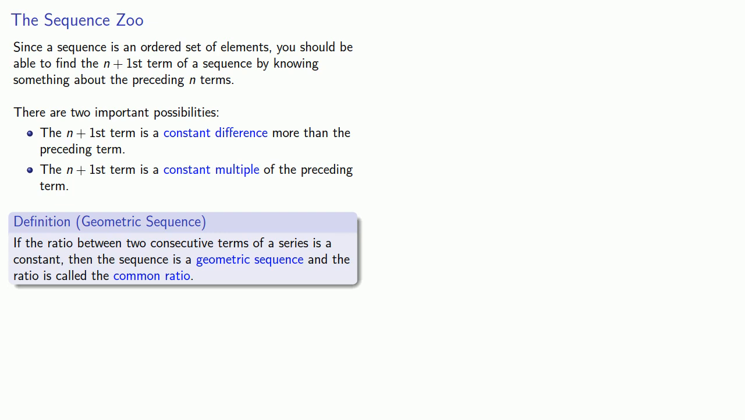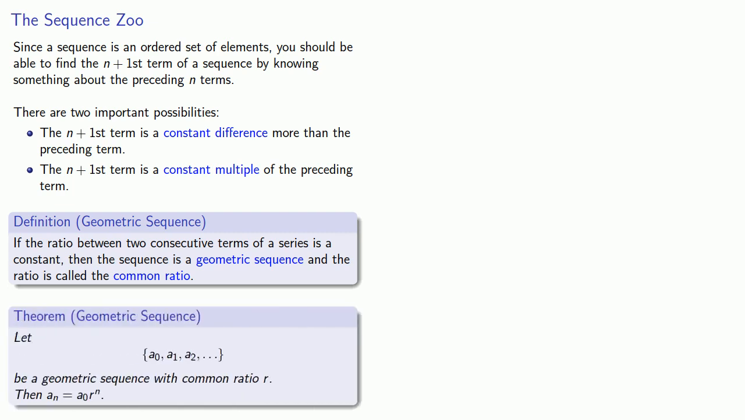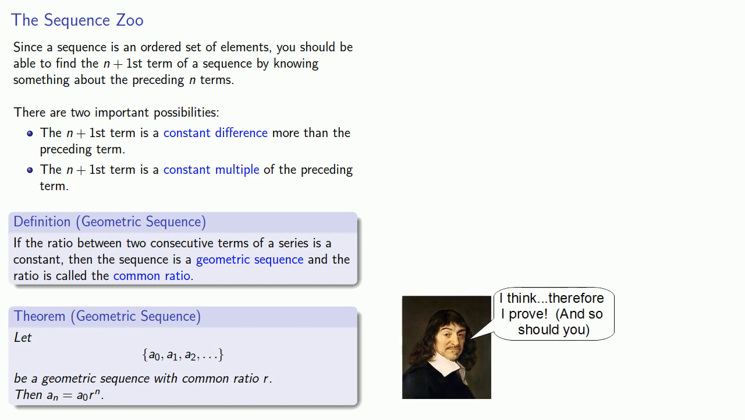And as with arithmetic sequences, there's an easy formula for the nth term of a geometric sequence. Let us have a geometric sequence with common ratio r, then an is a0 times r to the power n. And again, this is a theorem that you'll be able to prove in one of the exercises.